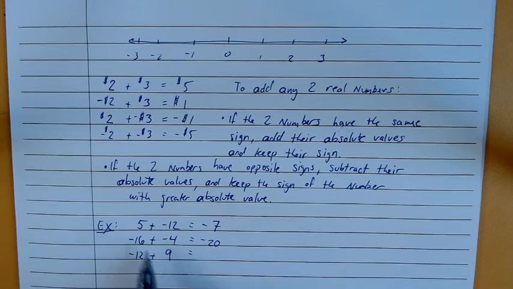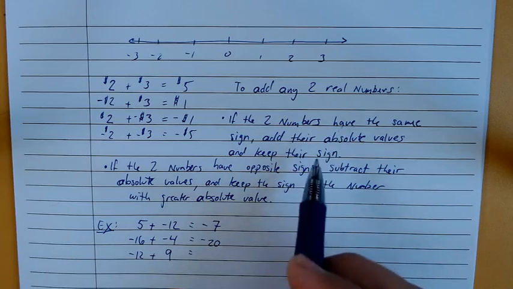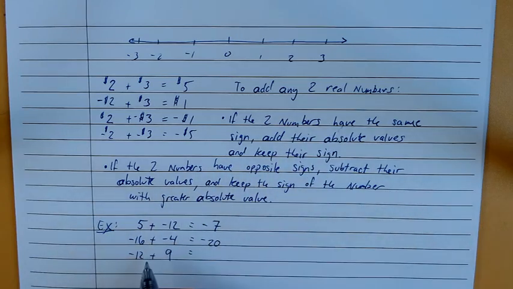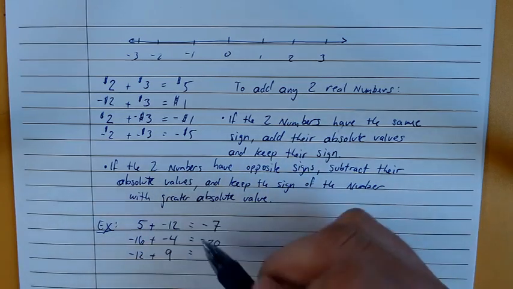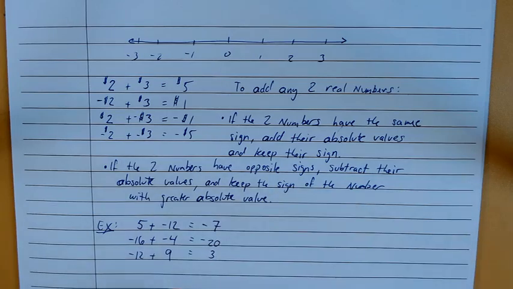And here, again, opposite signs. When they have opposite signs, subtract their absolute values. 12 minus 9 would be 3. And now keep the sign of the number with greater absolute value. Again, this 12 has the bigger size. It's the bigger absolute value. And since it's negative, your answer will stay negative. Okay.